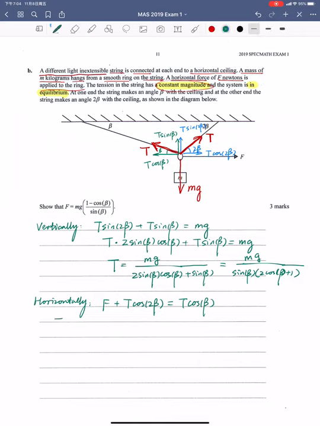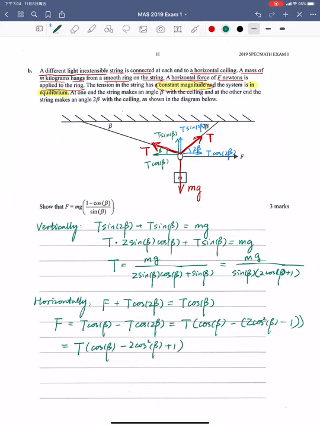And F equals T cos beta minus T cos 2 beta, which will be T cos beta minus bracket 2 cos square beta. I'm using my double angle formula again: 2 cos square beta minus 1. It will be T cos beta minus 2 cos square beta plus 1. I know my T will be this expression, so I'm going to sub it in.